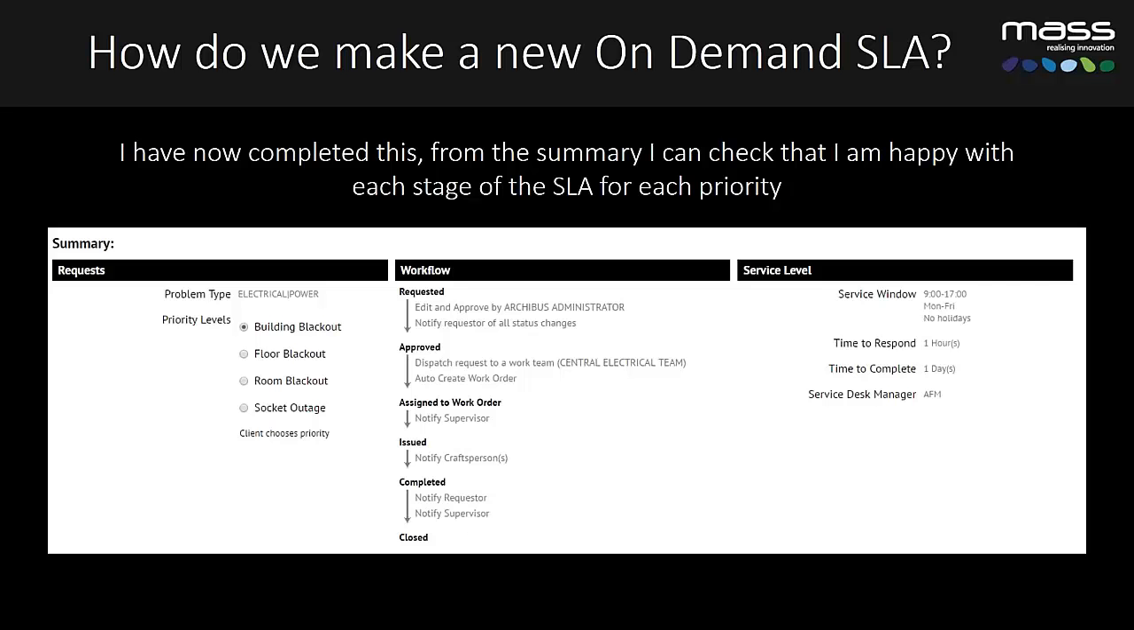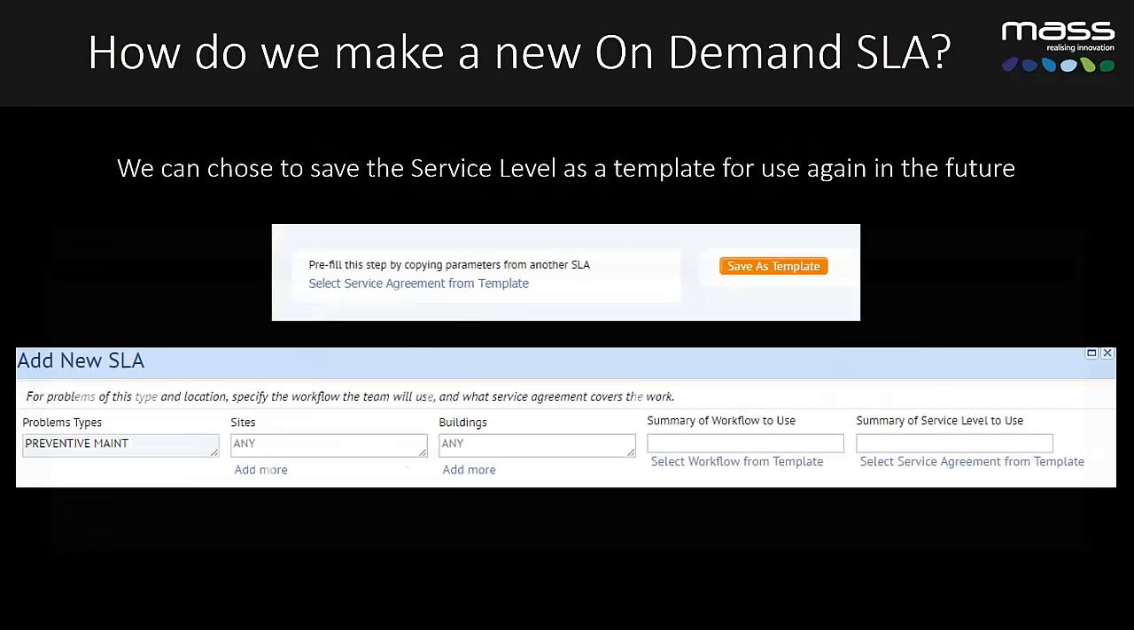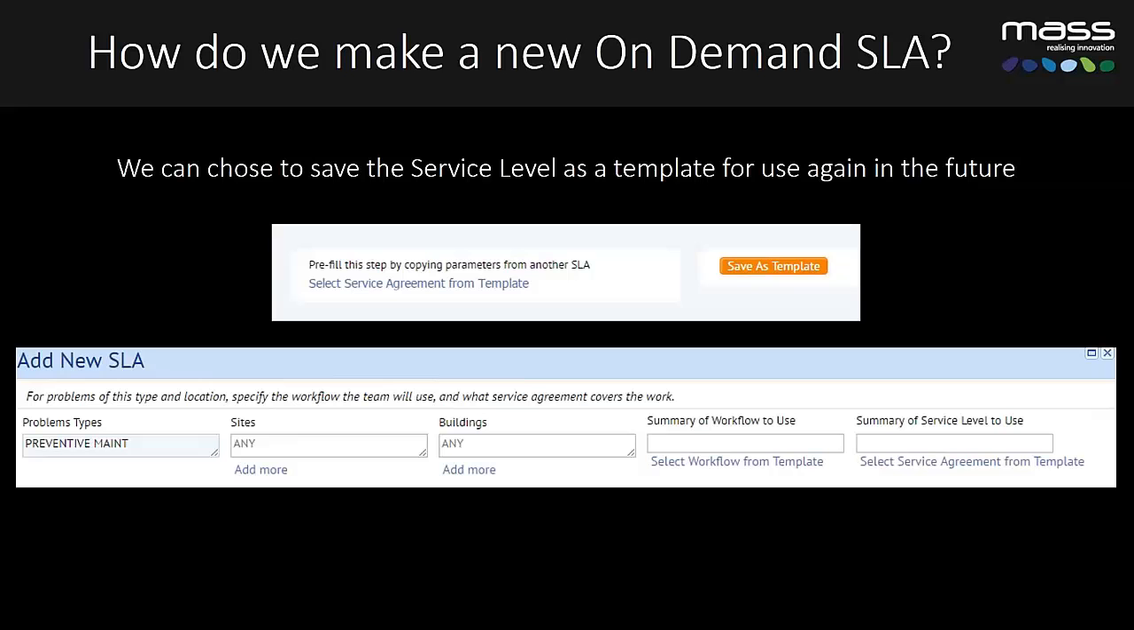We can choose to save the service level agreement as a template to use again in the future. This can be used for both on-demand and preventative maintenance SLAs. To locate these again in future, when we go to create a new SLA, instead of pressing Edit Details, we can select the service level agreement from a template we have saved using the option here.